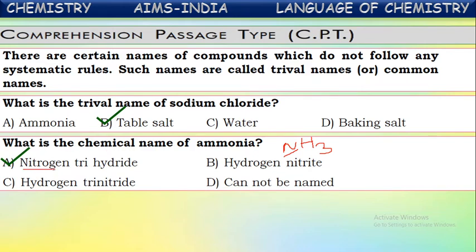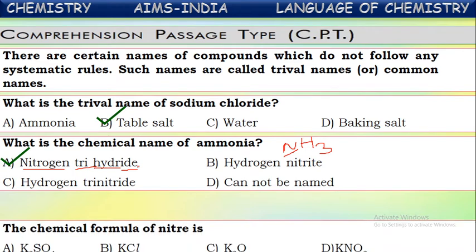First we write the first nonmetal name, and from the second nonmetal name the root part hydr is taken, and at the end ide is attached. Now it becomes nitrogen hydride. But as there are 3 hydrogen atoms, that should be mentioned as the prefix tri before hydride. So it becomes nitrogen trihydride. Nitrogen trihydride is the chemical name of the compound ammonia.